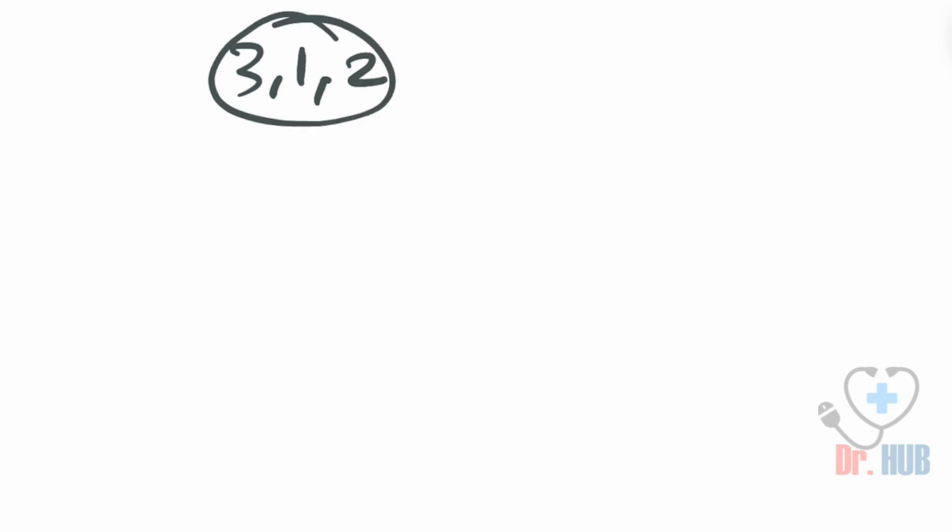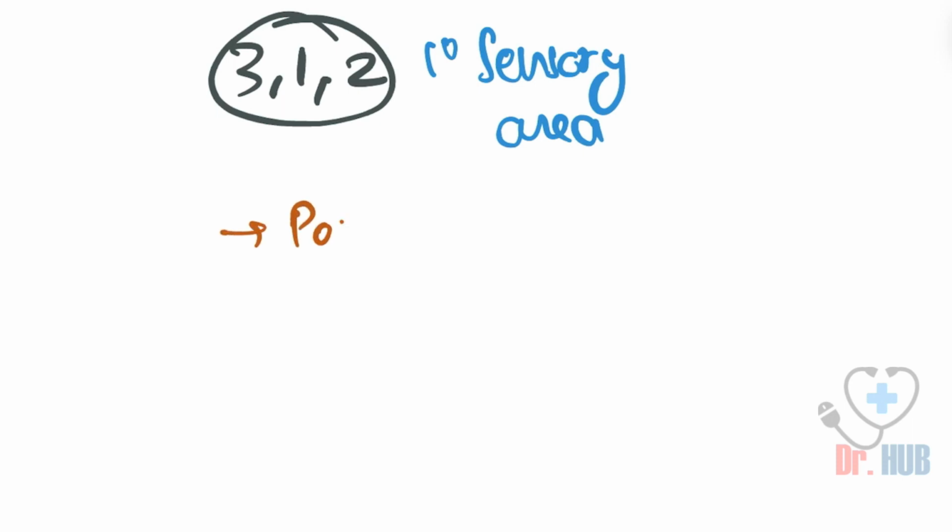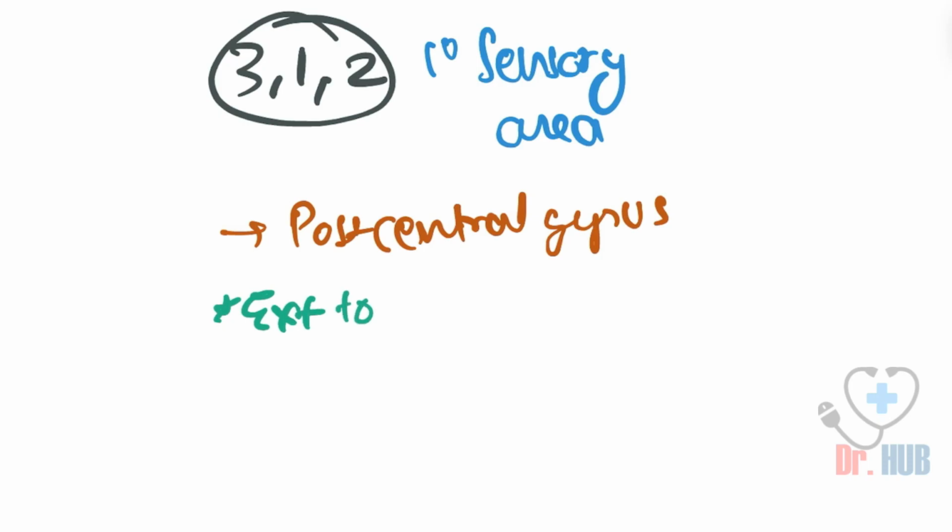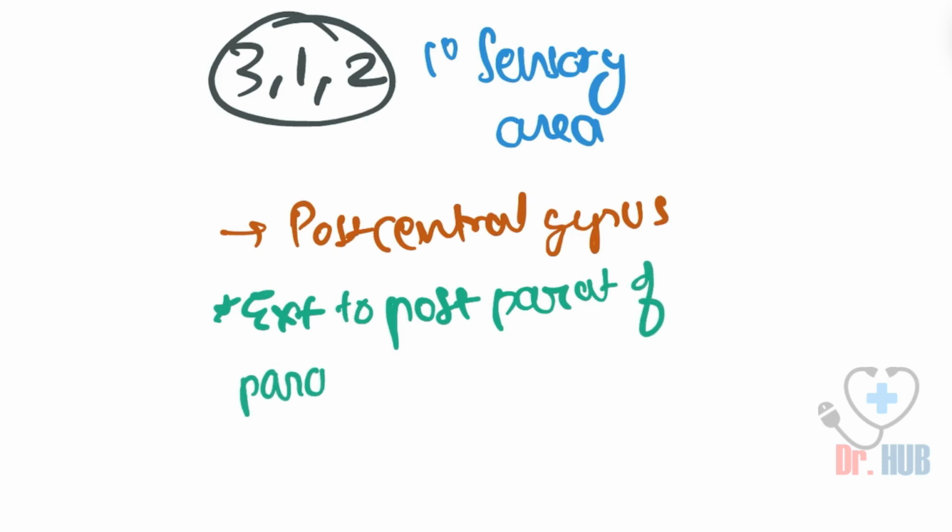To start with, we are starting with areas 3, 1 and 2. So what are areas 3, 1 and 2? It is nothing but the primary sensory area. Where is it located? It is located in the postcentral gyrus. And where does it extend? It extends to the posterior part of the paracentral lobule, and it is present medially.